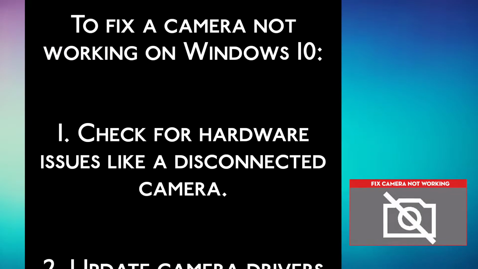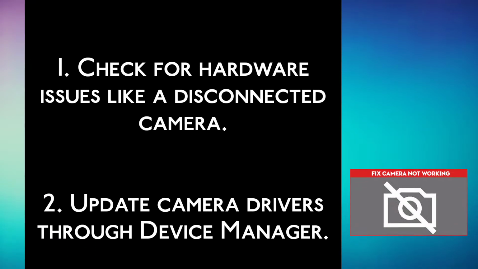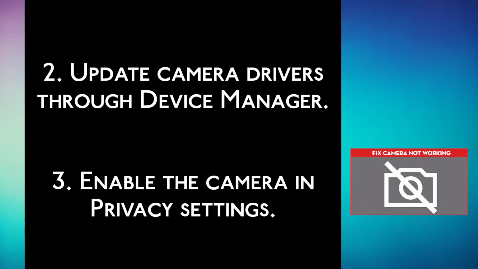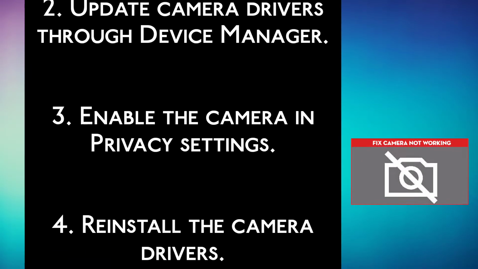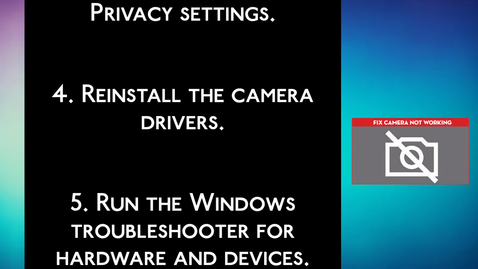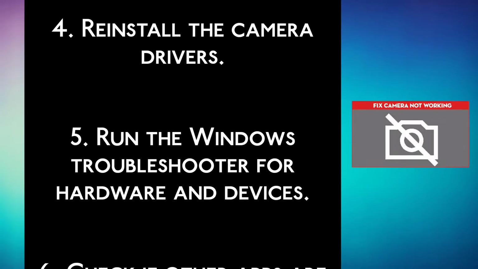To fix a camera not working on Windows 10, Step 1. Check for hardware issues like a disconnected camera. Step 2. Update camera drivers through Device Manager. Step 3. Enable the camera in privacy settings. Step 4. Reinstall the camera drivers.